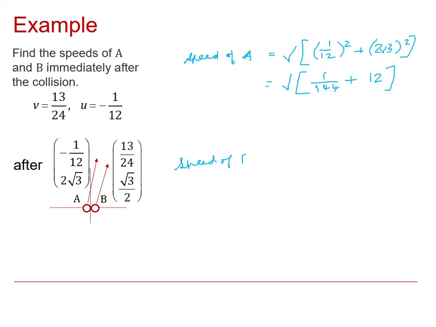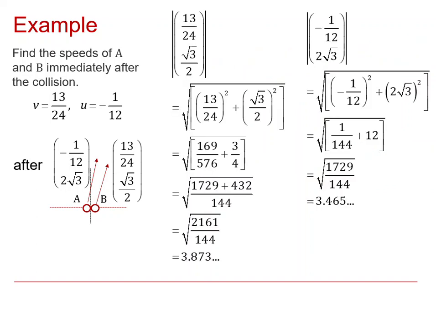So the speed of B is equal to the square root of 13 over 24 squared this time, so that will be 169 over 576, but I'll write it as 13 over 24 squared for the moment, plus root 3 over 2 squared will give us 3 over 4. So a bit of number crunching to do now, but basically we've got the answer there. So we'll carry that forward to the next page, where I got as far as the answer I'm underlining, and the same for the other expression.